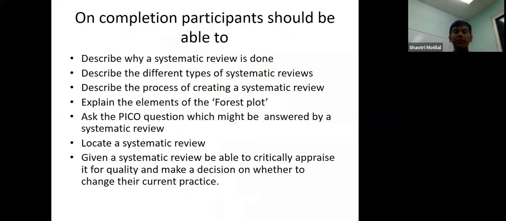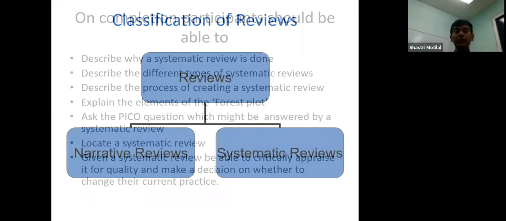Right, so this is what we're talking about today. We look at systematic reviews: what they are, how they work, and why we do them. And of course, we'll go through appraisals of this next week when we meet up.